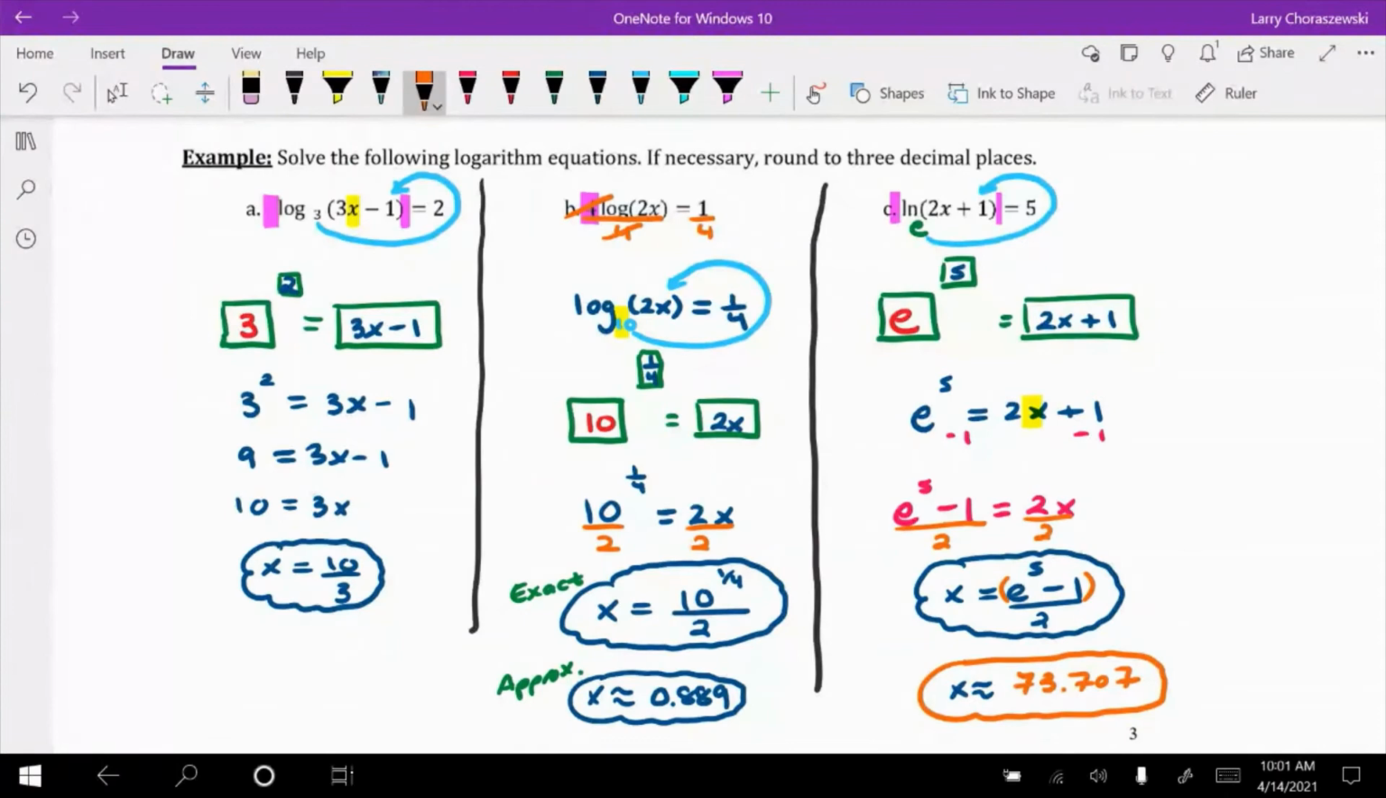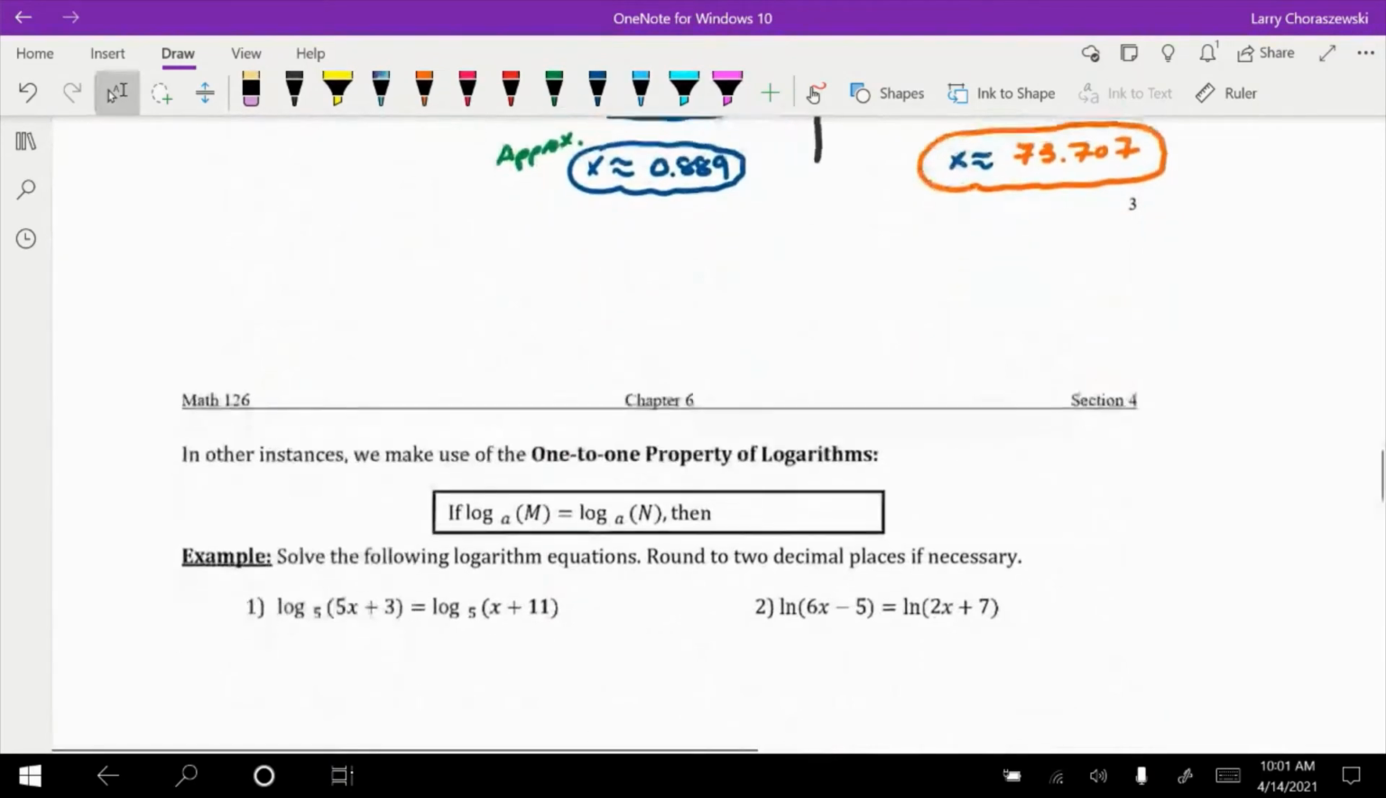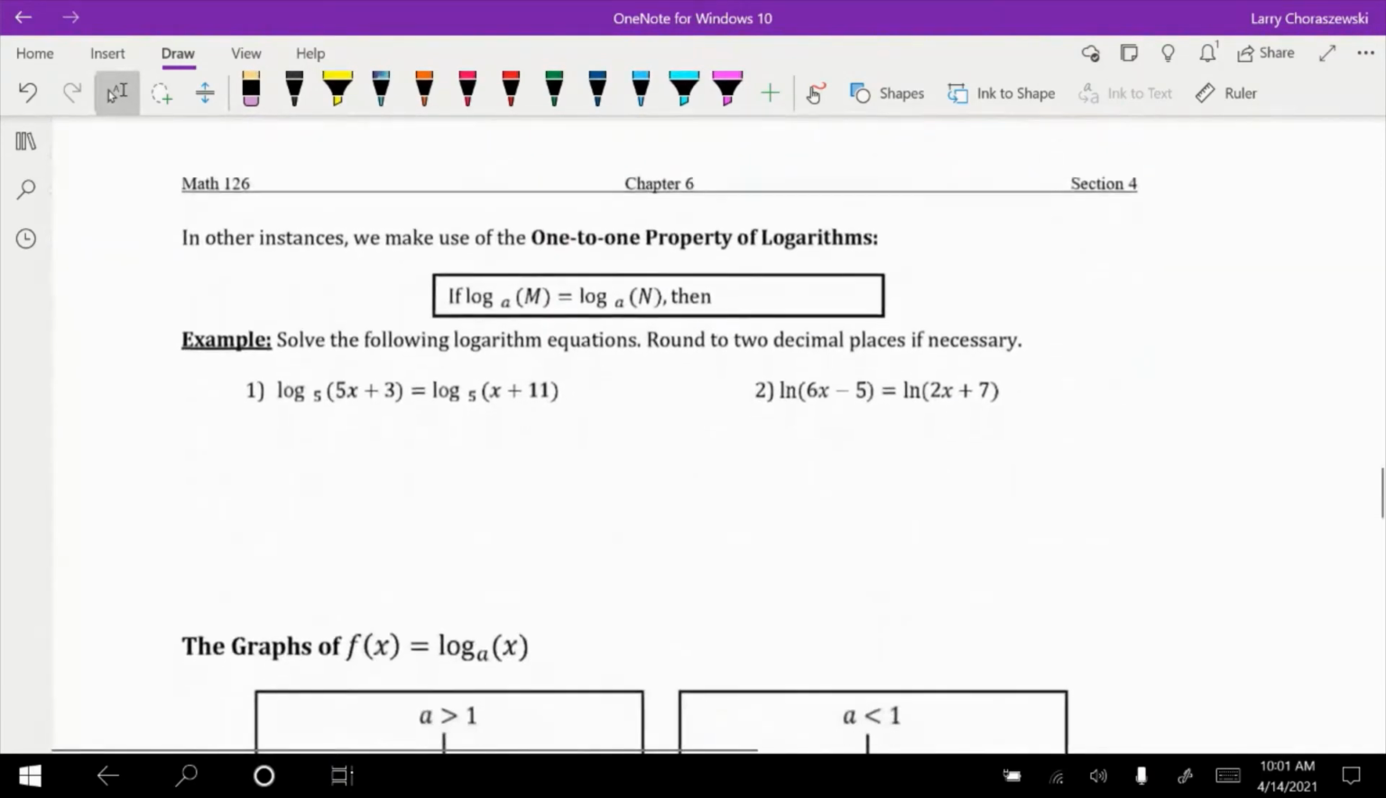All right, folks, welcome back. Let's keep this log a-rolling by discussing the one-to-one property of logarithms next.